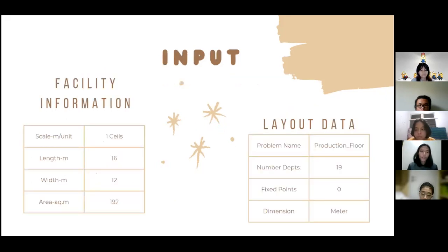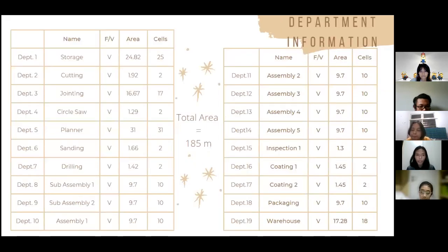For the first input, this is the facility information, where the length of the production floor is 16 meters and the width is 12 meters. So the total area is 192 square meters for the 19 departments. This is the department information. There are 19 departments from the storage until the warehouse. We summarize the total area from department 1 until department 19, and we get a total area of 185 square meters.